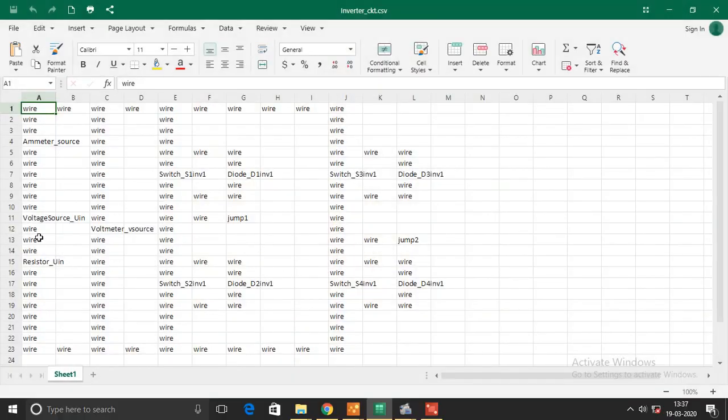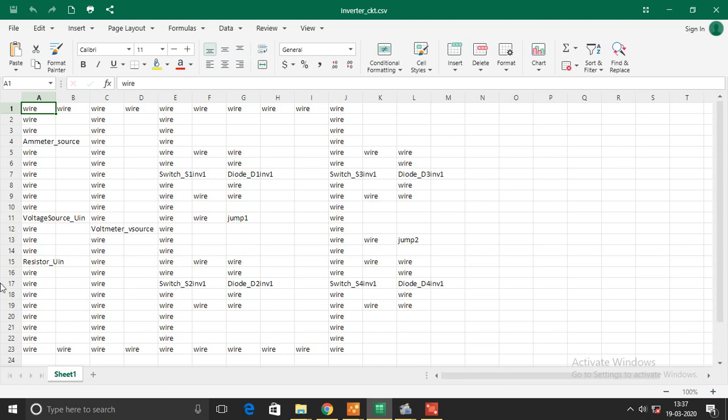Okay. See, this is the voltage source. This 11A voltage source is connected to an ammeter, and we have a voltmeter in parallel, which can measure the voltage. Similarly, we have a switch. We are connecting a diode parallel with the switch, and we are connecting it to some place. Jump 1 is actually the connection to the other part of the circuit, which we will explain in a later session. And this switch 2 is the switch which is connected in the bottom leg of the inverter.